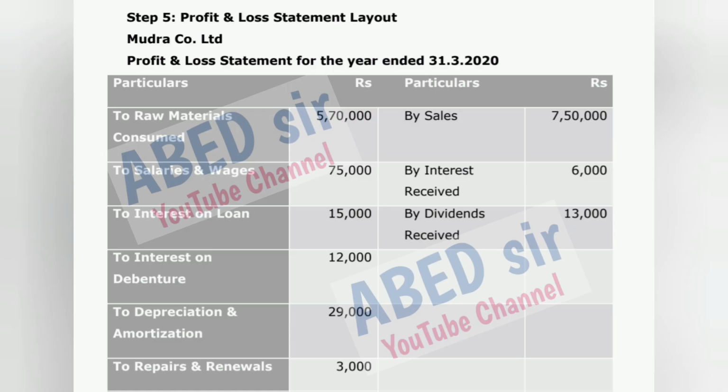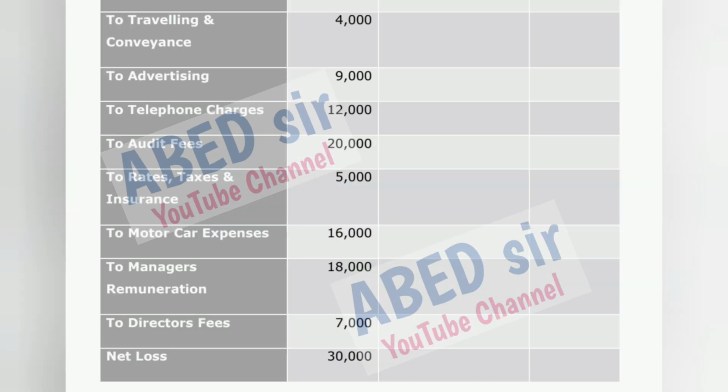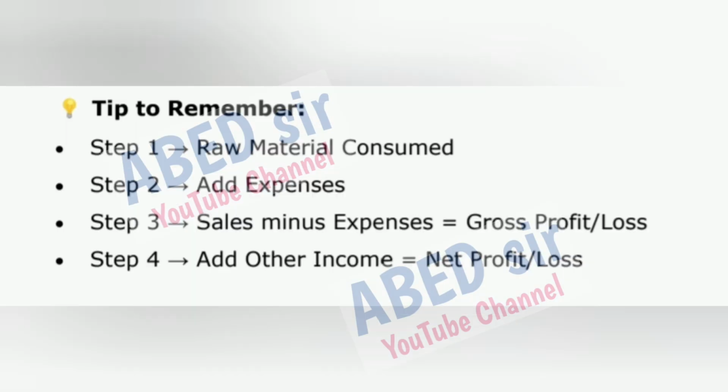To depreciation and amortization 29,000. To repairs and renewals 3,000. To traveling and conveyance 4,000. To advertising 9,000. To telephone charges 12,000. To audit fees 20,000. To rates, taxes and insurance 5,000. To motor car expenses 16,000. To manager's remuneration 18,000. To director's fees 7,000. Net loss 30,000.